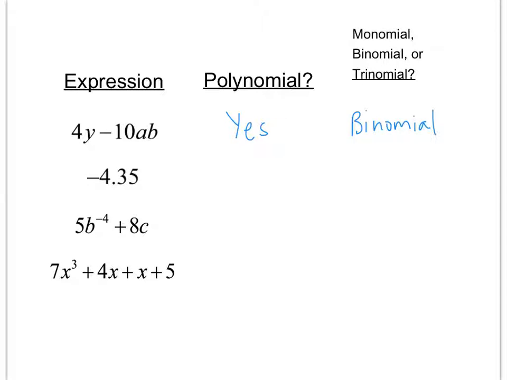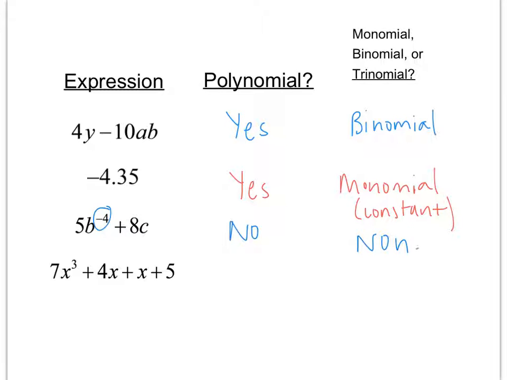Negative 4.35. This would be a polynomial, and to classify it even further, it would be a monomial. And if we wanted to be more specific, we could say it's a constant because it's just a real number. 5b to the negative 4th plus 8c. This would not be a polynomial because it's breaking a rule of having a negative exponent, so it would not be a monomial, binomial, or a trinomial.